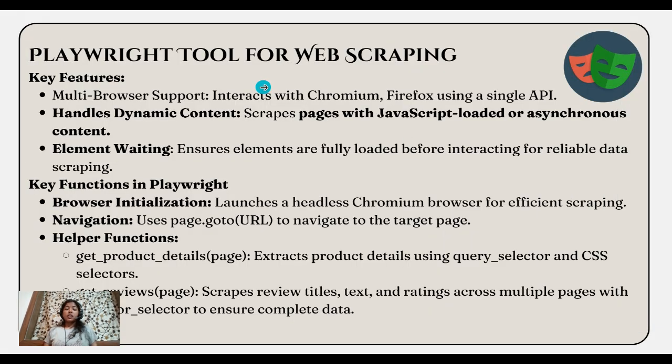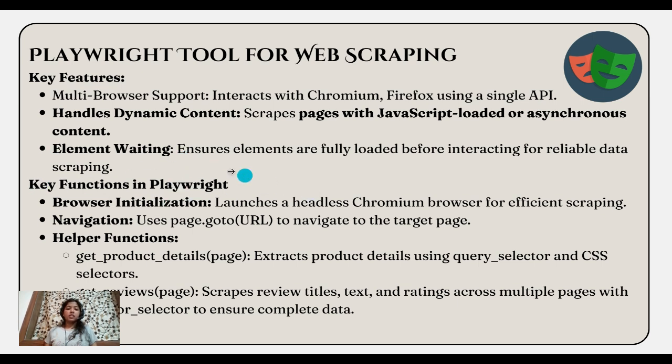And we have used Playwright for web scraping. Why Playwright, you may ask? It has multiple features. First one is multi-browser support: it supports multiple browsers, Chromium, Firefox, WebKit, etc. It handles dynamic content: when a website has a lot of JS rendering, it handles that dynamic content scraping also. And element waiting: it waits until each element in that website page is loaded, and then it starts its job.